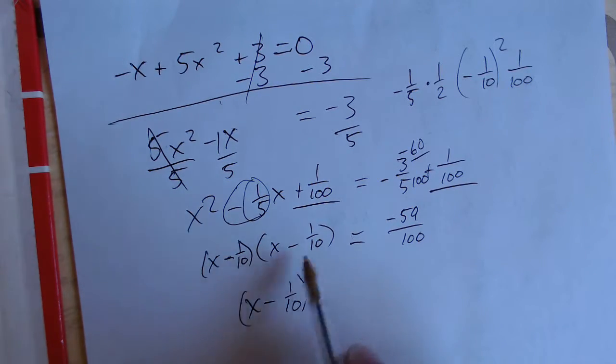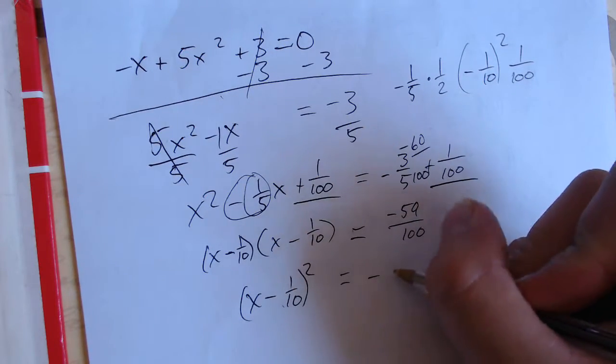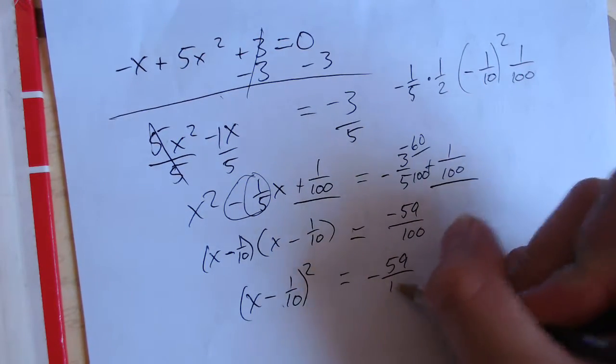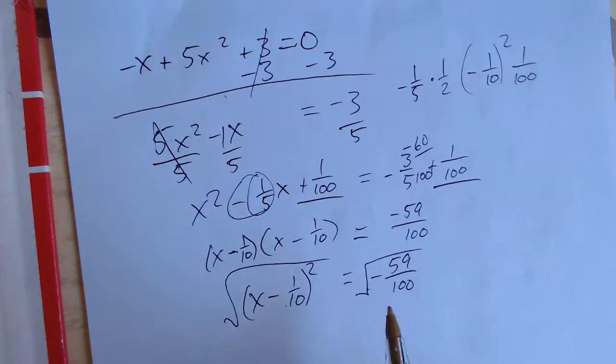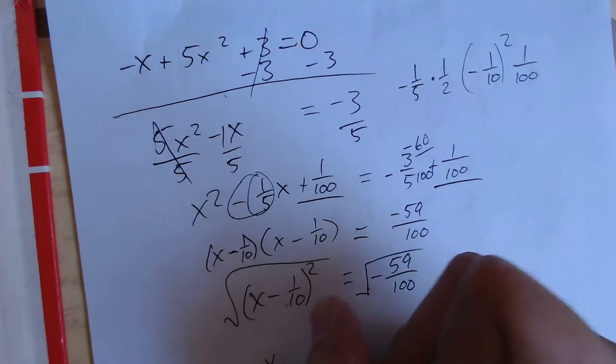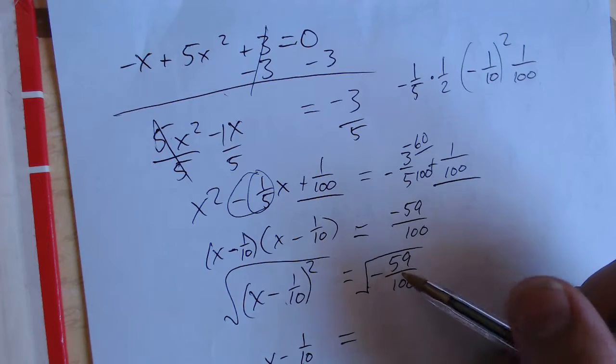Okay, yeah, so we rewrite these as 1 parentheses squared, and then we're going to take the square root of each side. Now this is where we run into the complex numbers. So this side still becomes easy, it's just going to become x minus 1/10. However, on this side we have a square root of a negative number.